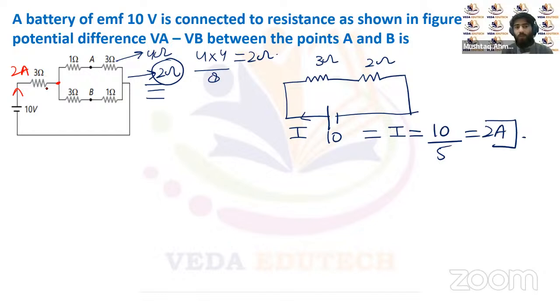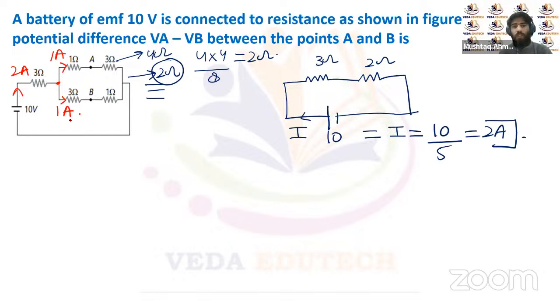You can see that both these branches are identical. If the two branches are identical, then the current will be distributed equally between the two branches. So if the total current here is 2 amperes, then 1 ampere will flow through this branch and 1 ampere is going to flow through this branch. So this is how the current distribution will be in this circuit.